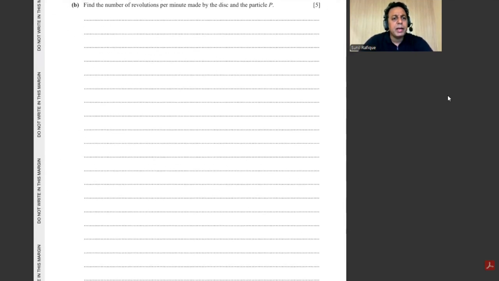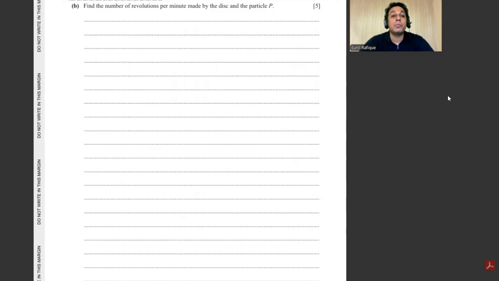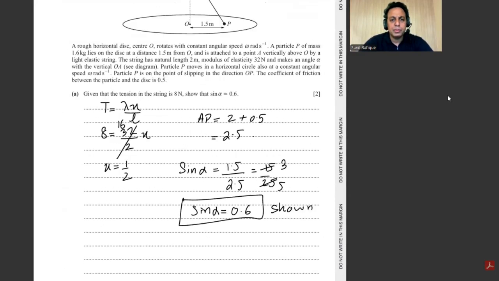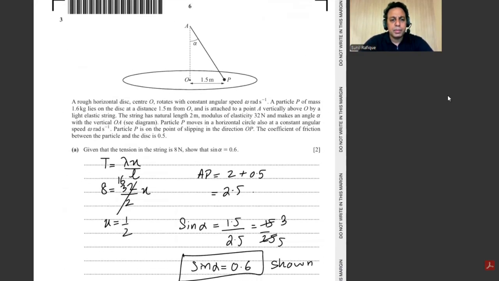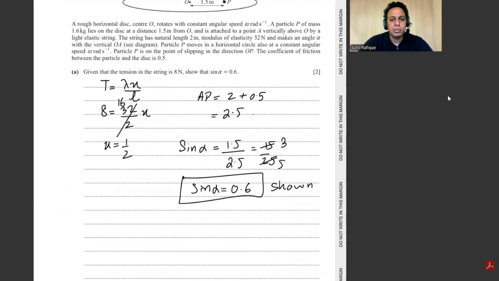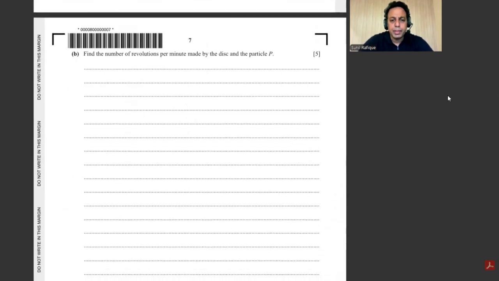Now they're saying find the number of revolutions per minute made by the disk and the particle P. So for this, we need to resolve. I can use the same diagram, but let me just make a new one over here. So there's a particle, and the string is acting in this direction. So I can say this is tension. There's obviously normal reaction. There is weight.